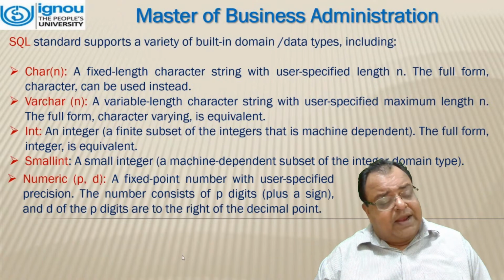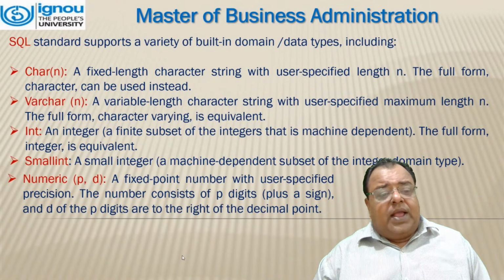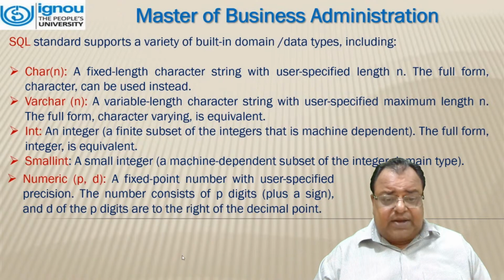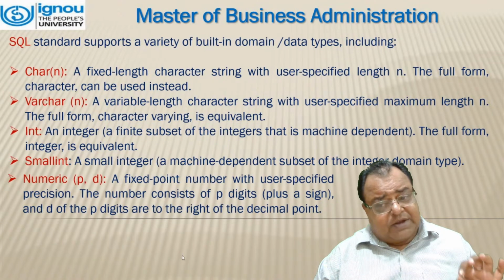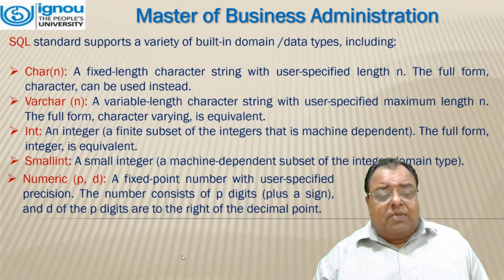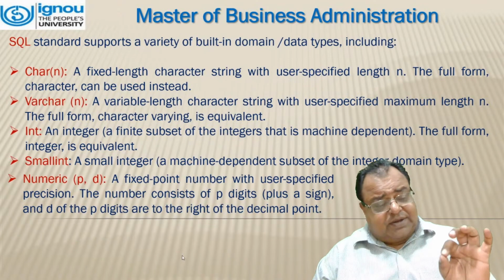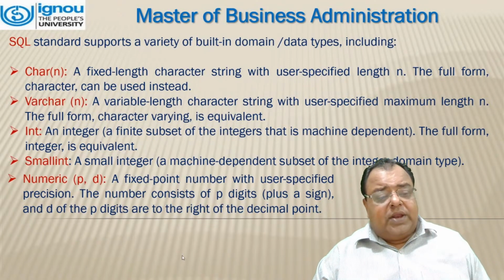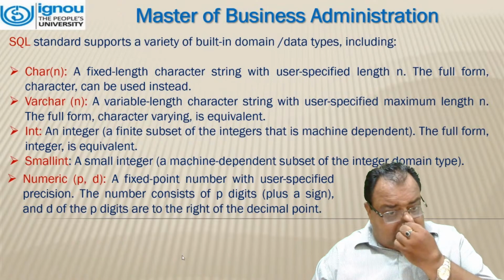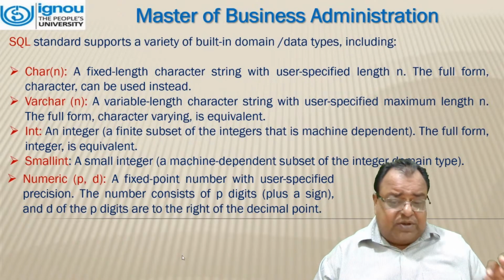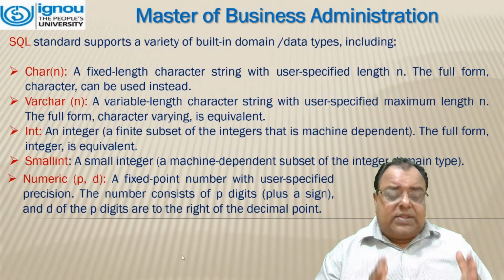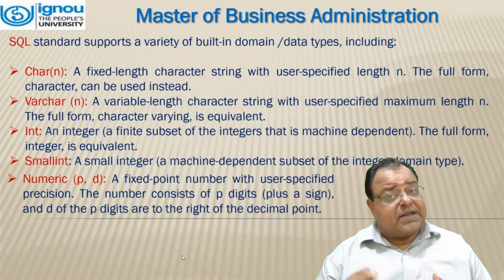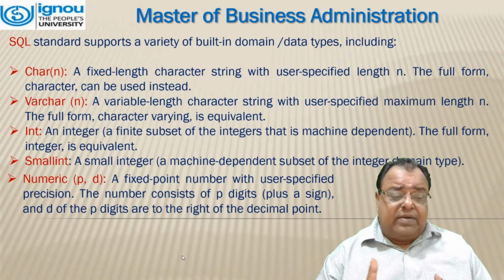Third one is int, that is for integer. An integer is a finite subset of the integers, that is machine dependent. The full form integer is equivalent. Smallint is a small integer. Numeric(p,d) is a fixed point number with user specified precision. The number consists of p digits plus a sign, and d of the p digits are to the right of the decimal point.